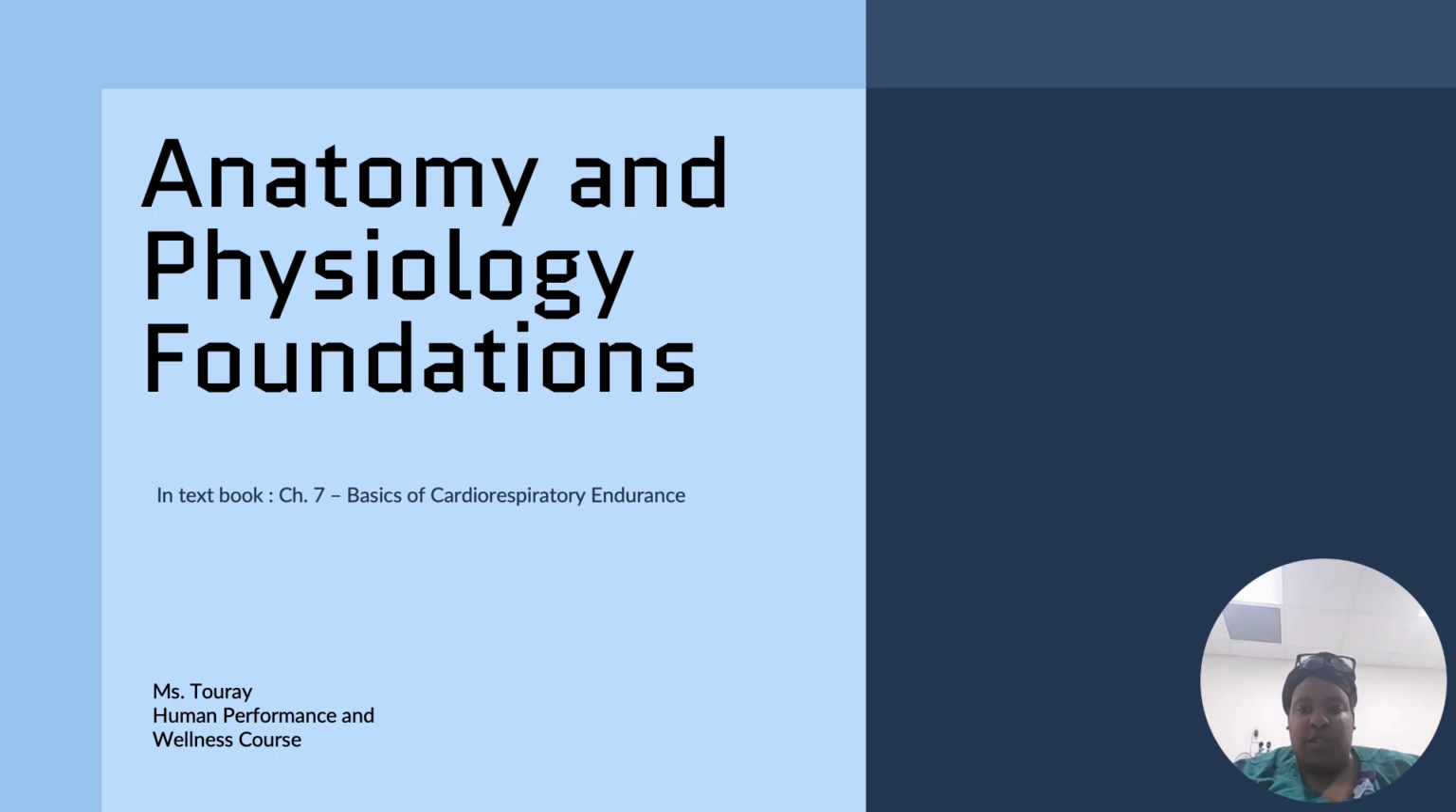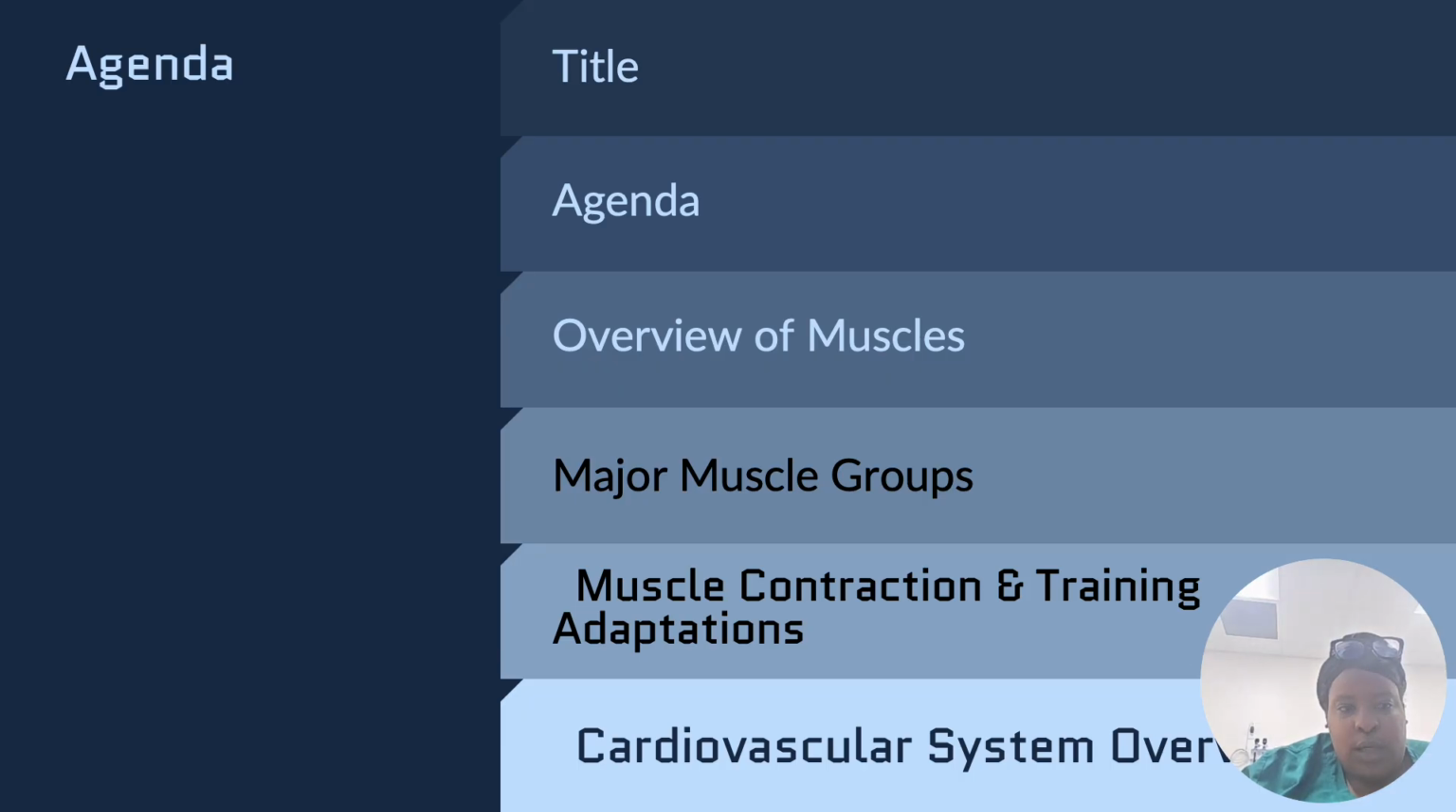So welcome back, students. Today we are moving into week 2 of our human performance and wellness course. Our focus today is on the foundations of anatomy and physiology, specifically the muscles and cardiovascular system. This connects directly to your chapter 7 in your textbook on cardiorespiratory endurance. Here's what we will go over today.